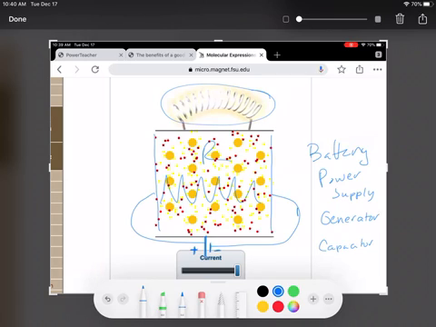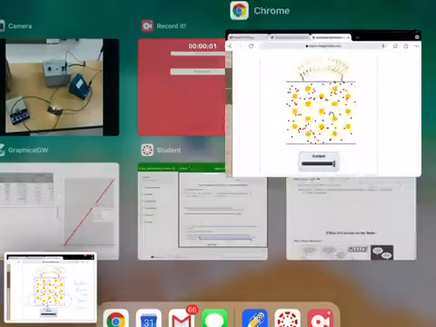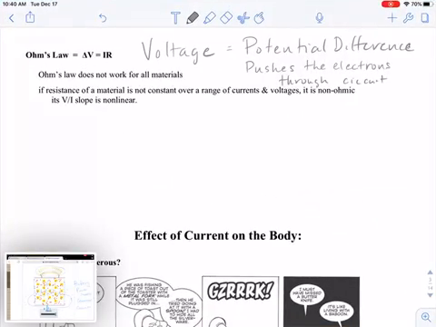The electrons are moving toward the positive. I'm sorry, the electrons are moving toward the negative. So they would come around like this. It's helpful to visualize these things, and it will be more helpful as we go on through this unit.